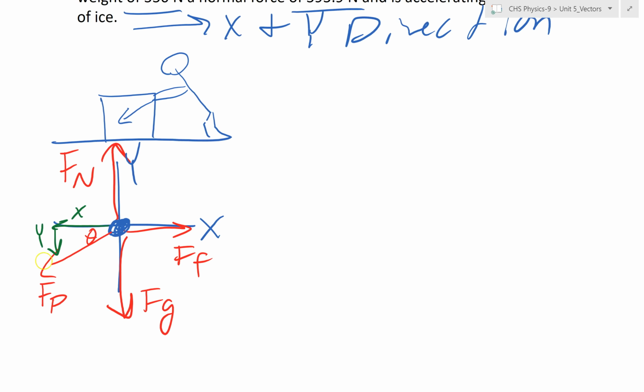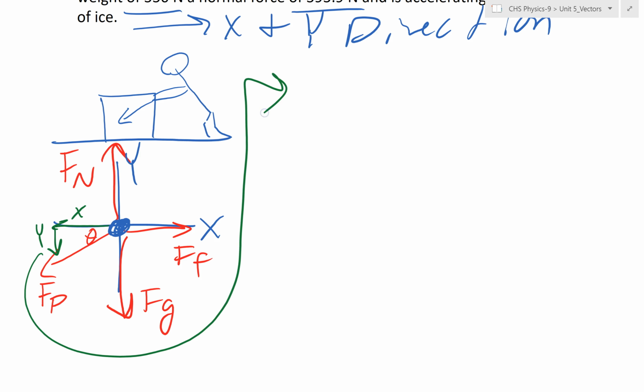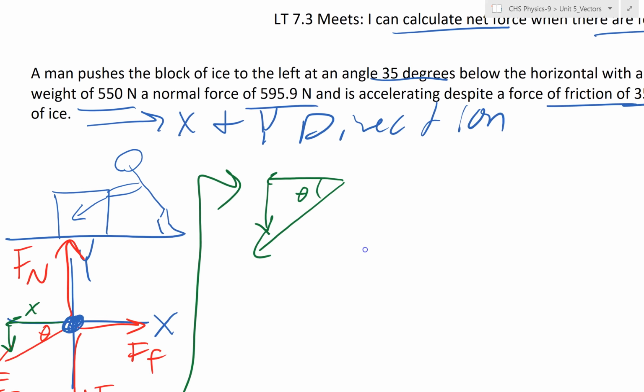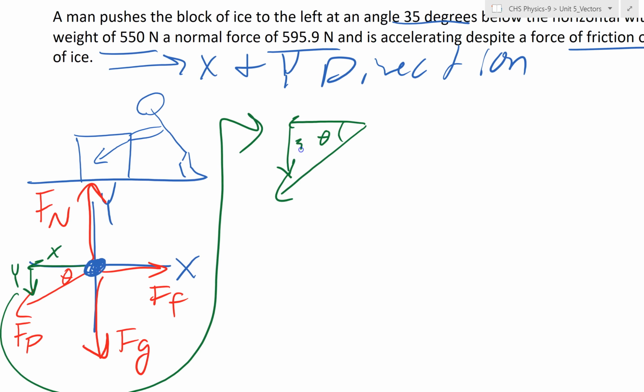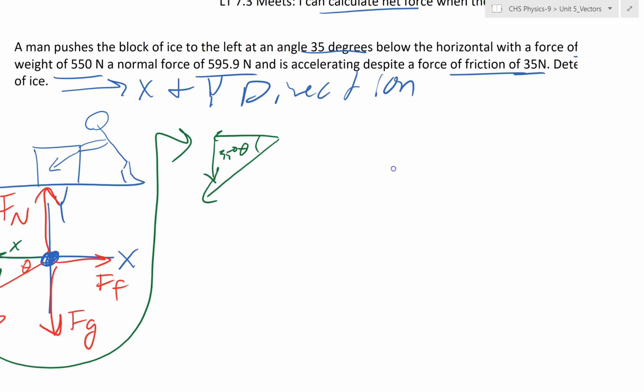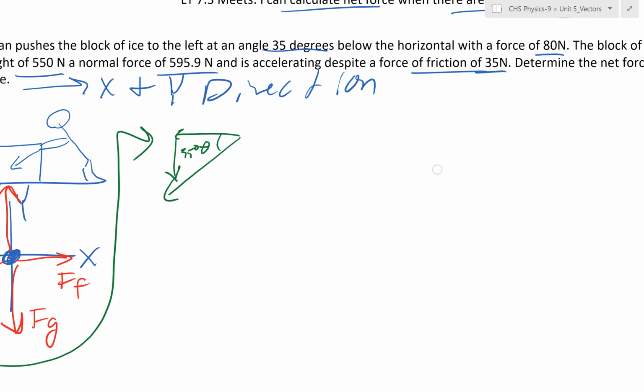So I'm going to go ahead and redraw this over here. I've got my triangle. It's going to look something like this. I've got my angle here, which is 35 degrees. And then my total, or the resultant, it says in the problem, pushed with a force of 80 newtons. So I'm going to write 80 newtons there. And I call this x, and then we call this y.